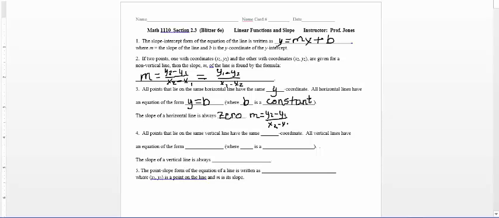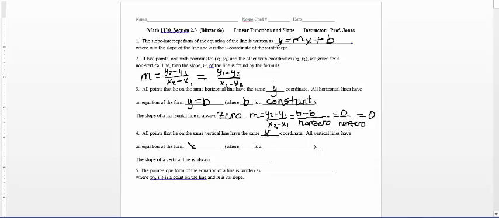y2 minus y1 over x2 minus x1 is how I find the slope. But both y2 and y1 will be b. x2 minus x1 will be something that's not 0. Since these are two different points, they'll have different x-coordinates. Whenever I get 0 over a non-zero number, the result is 0.